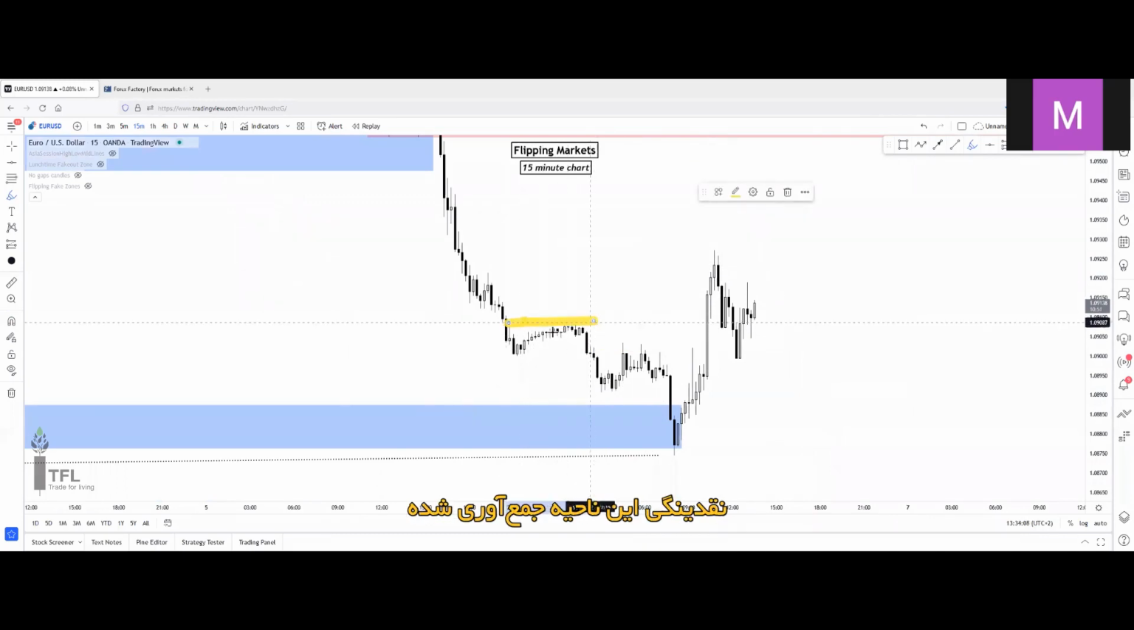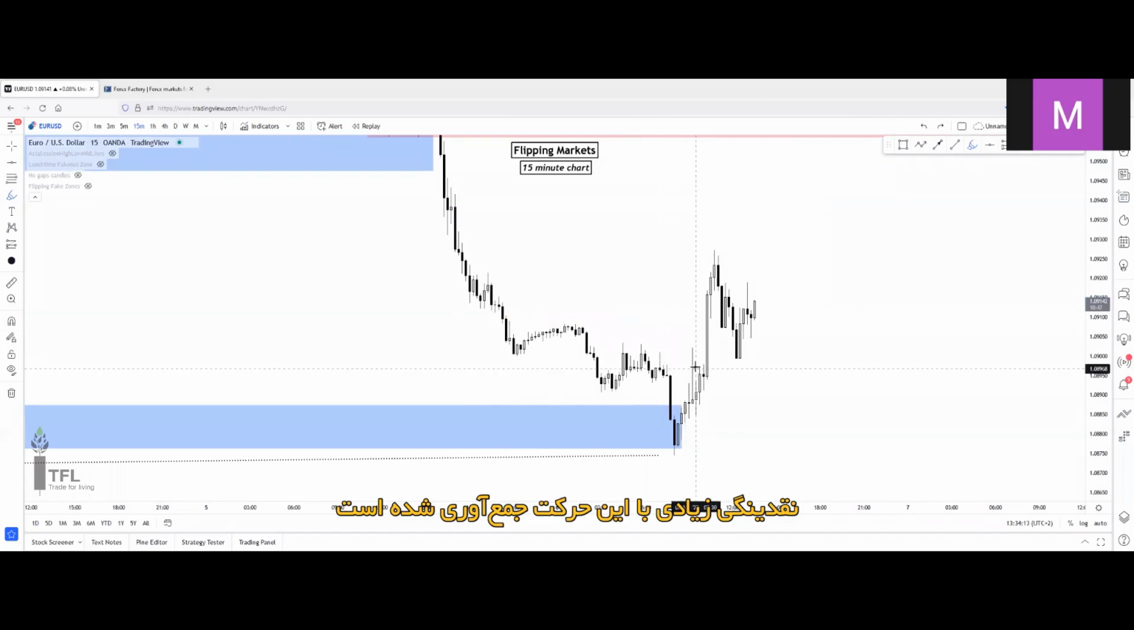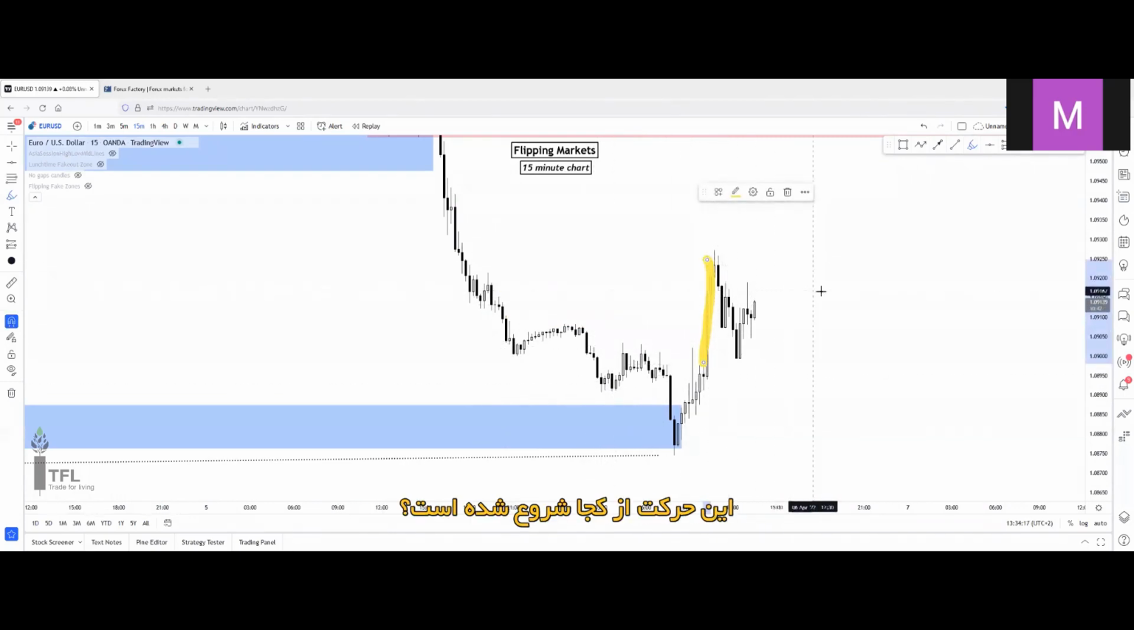Swept liquidity from this region too. Swept liquidity from this region too. So swept lots of liquidity, an incredible amount of liquidity with this movement. And this movement started from where? I want you to mark it on my chart.